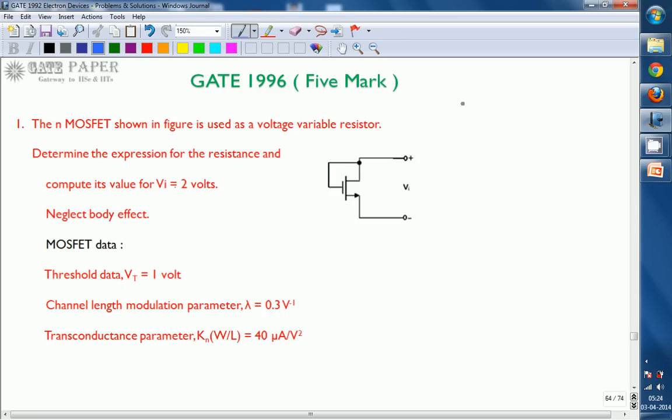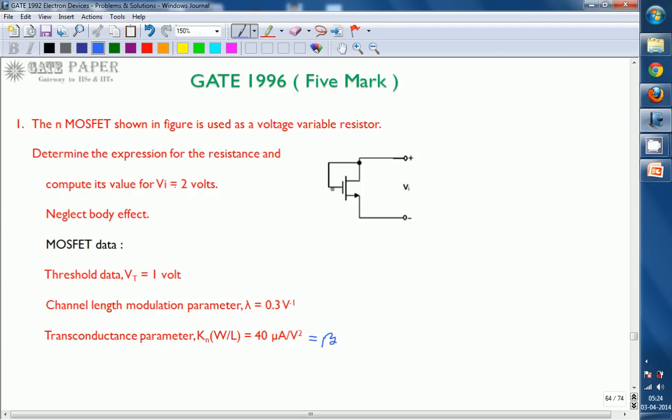You can neglect the body effect, and the other parameters given are threshold voltage of 1 volt, channel length modulation lambda of 0.3, and transconductance parameter beta of 40 microampere per volt square. This Kn into W by L can be written as beta itself. Remember that one. Okay. And next, look at this diagram.